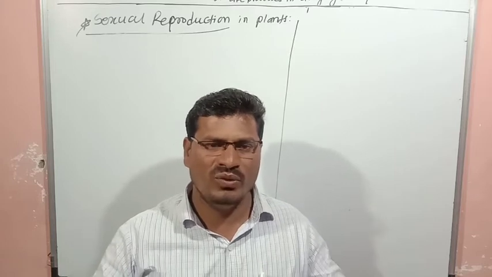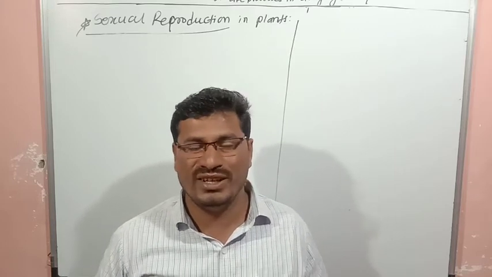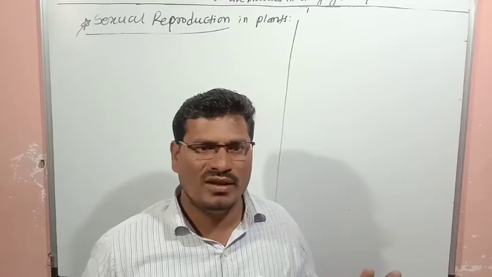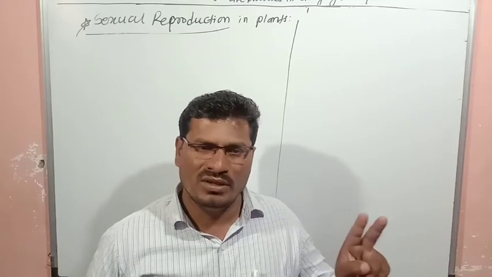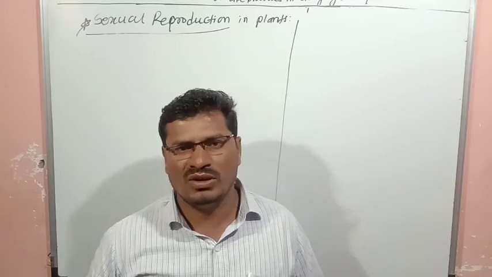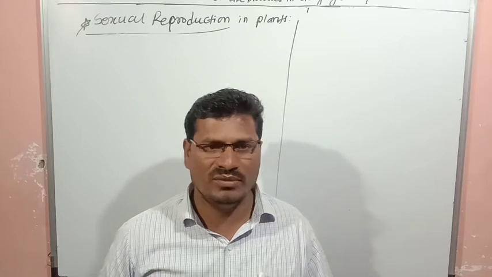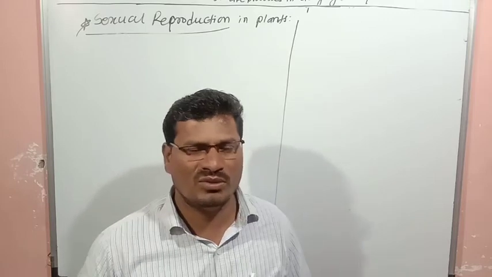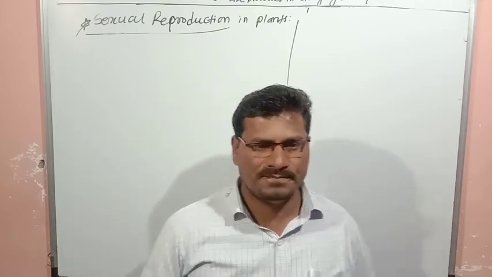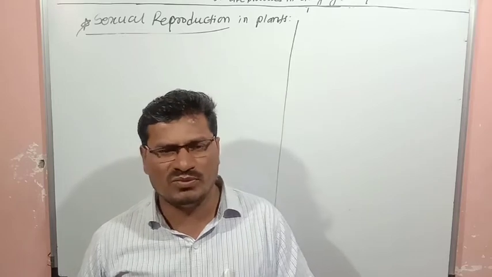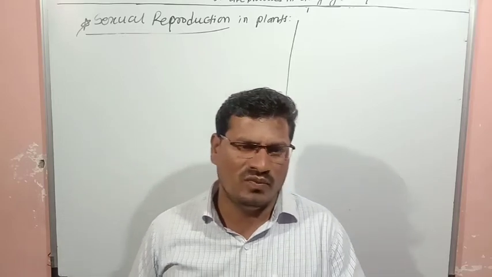Corolla is having various colors, variously colored. And then androecium is the male reproductive part of the flower, and the gynoecium is the female reproductive part of the flower. Again, after this, the next point is types of flower.